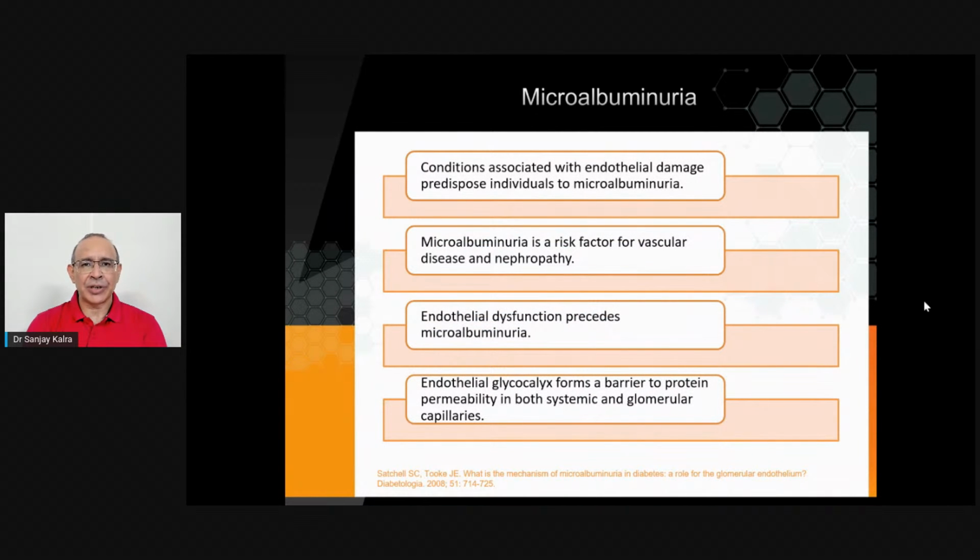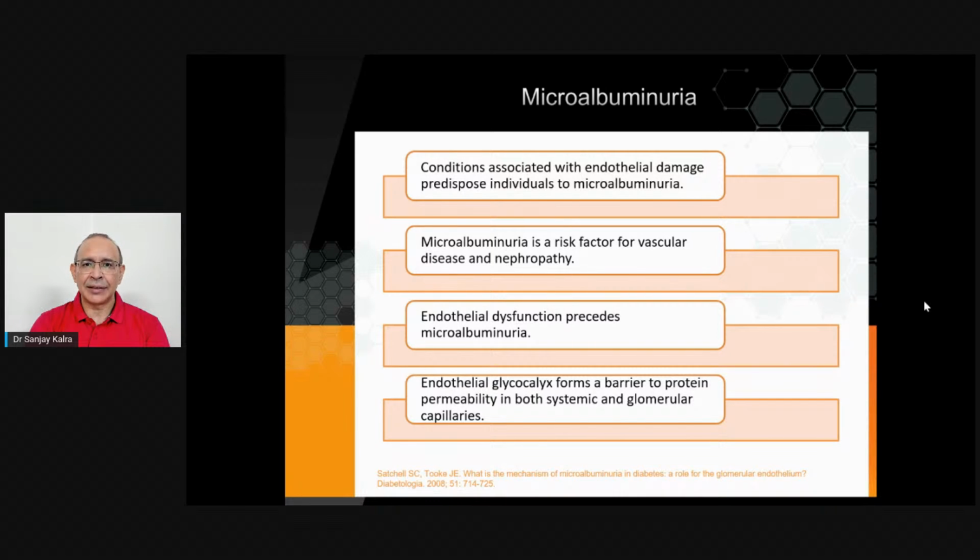Why is it important to check for microalbuminuria? Because microalbuminuria is a marker of endothelial damage. Endothelium is the inner lining of all the vessels. Why is it that diabetes is a multi-systemic disease? Because diabetes is limited not only to the beta cell or to the islets of Langerhans or to the pancreas. Its impact is seen throughout the body from head to toe.